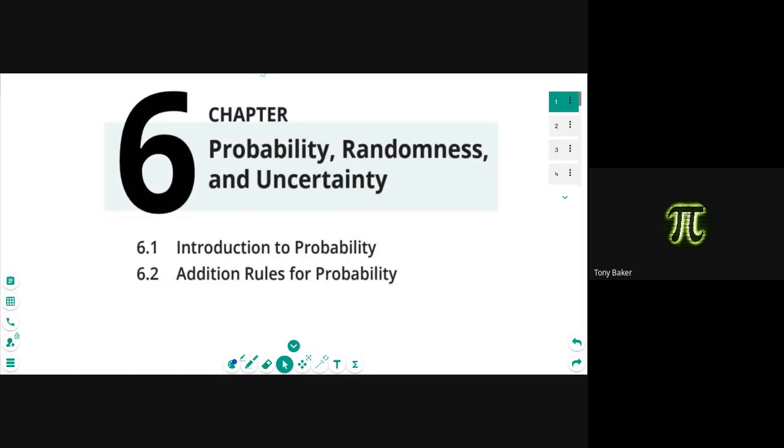All right. So chapter 6 and chapter 7 and chapter 8 really deals with probabilities. So a lot of the stuff that we're going to look at, if you've ever played any type of game with dice or cards or coins and stuff like that, that's exactly what we're going to be looking at.